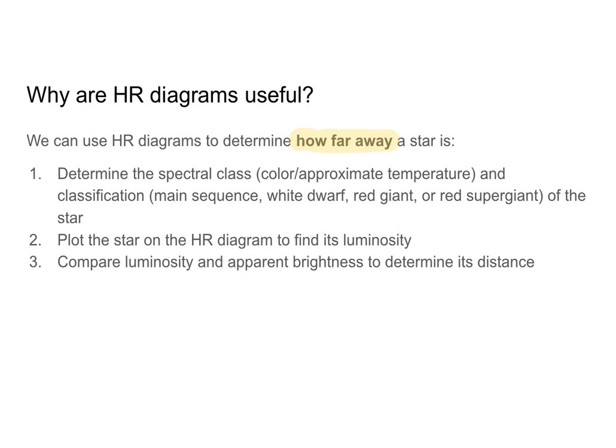So if we're able to determine the spectral class of the star, that gives us the color and the approximate temperature. And we know its classification, so we know if it's on the main sequence, a dwarf or a giant. Then what we can do is plot the star on the HR diagram and find its luminosity. Because remember, on my HR diagram, I have temperature on one axis and luminosity on the other.